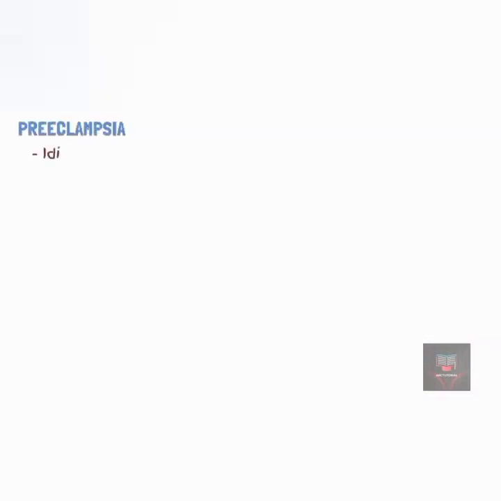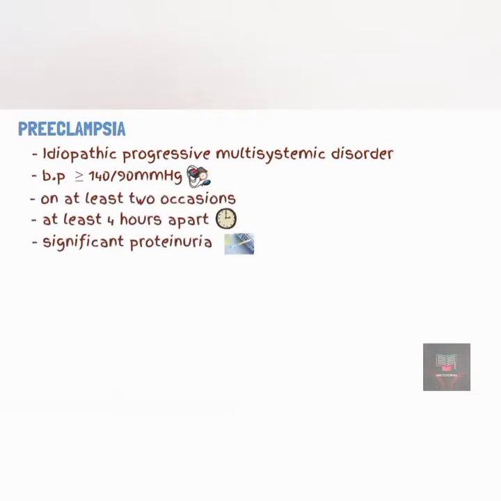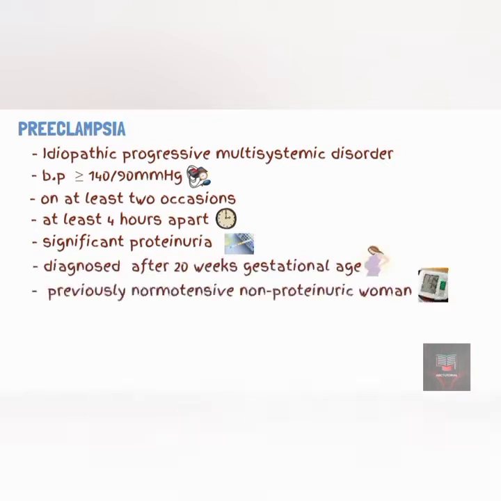Preeclampsia can be defined as an idiopathic progressive multisystemic disorder that is characterized by blood pressure greater than 140/90 mm of mercury on at least two different occasions, measured at least 4 hours apart in the presence of significant proteinuria, and it is usually diagnosed after the 20th week of gestational age in a previously normotensive non-proteinuric woman, and it usually resolves within 6 weeks after delivery.